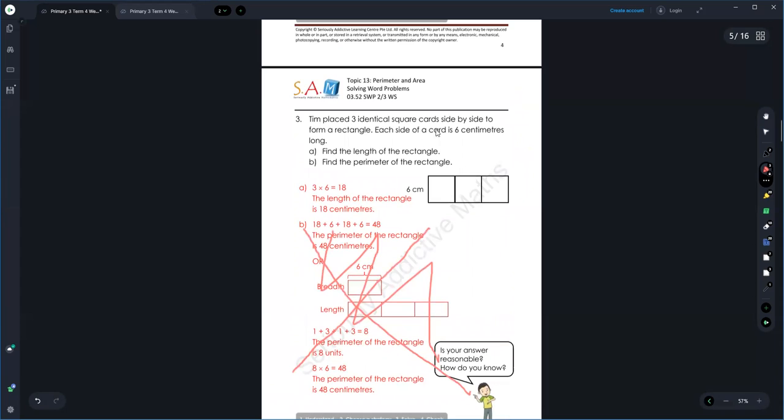Since these are identical square cuts and each side is 6, all they need to do is count out. If one unit equals 6, one side equals 6. How many sides are there here? 1, 2, 3, 4, 5, 6, 7, 8. So simply, the length of the rectangle would be 6 times 8. And the breadth is this side. Then the perimeter will be the length plus the breadth, times 2. So keep it simple for them for this question.